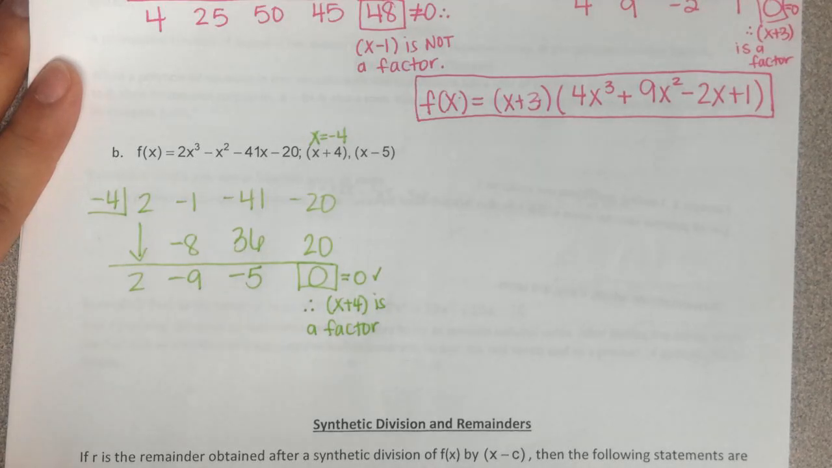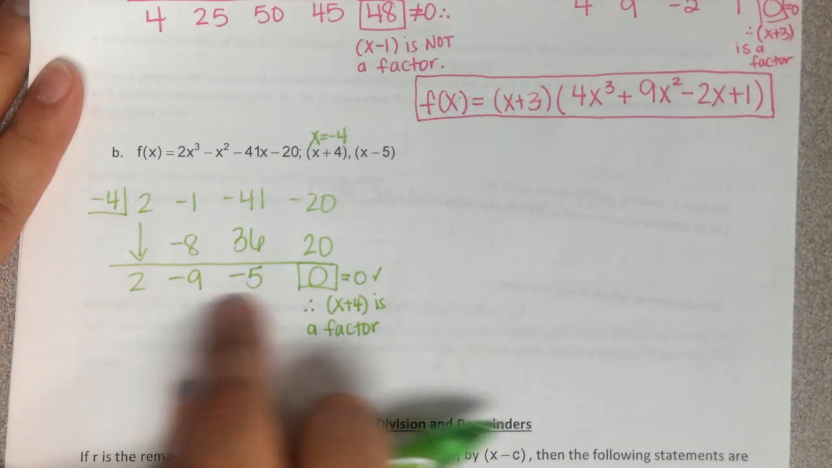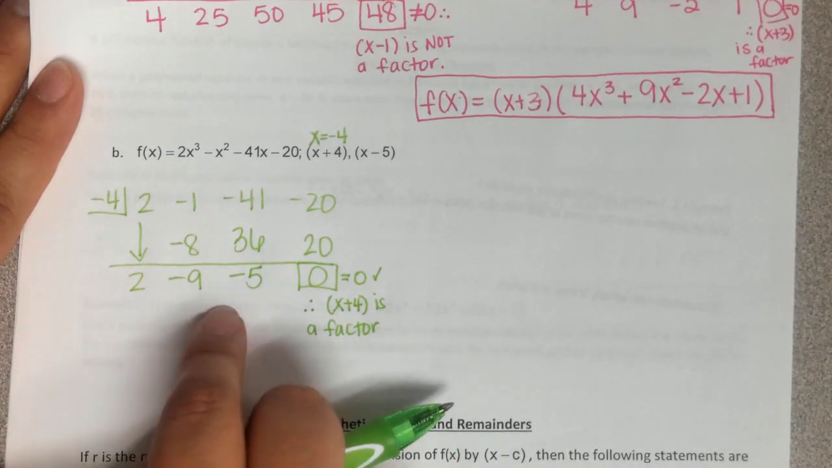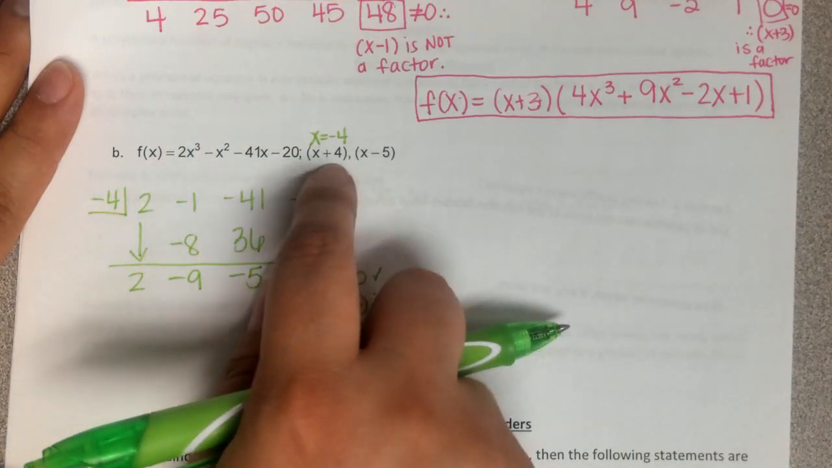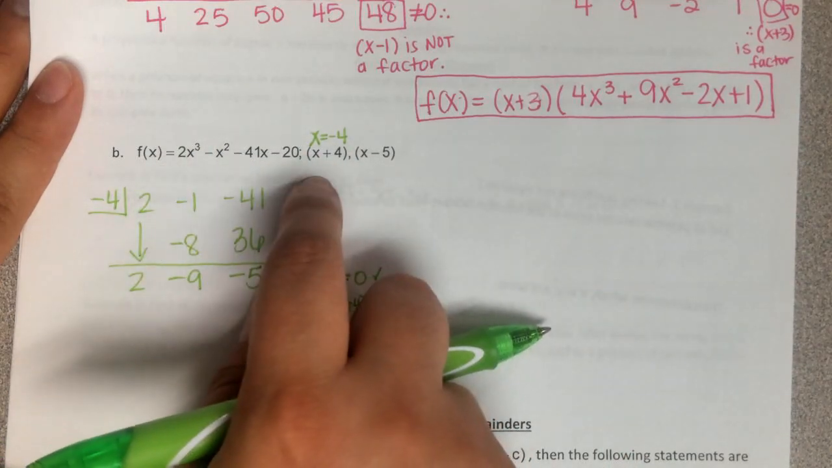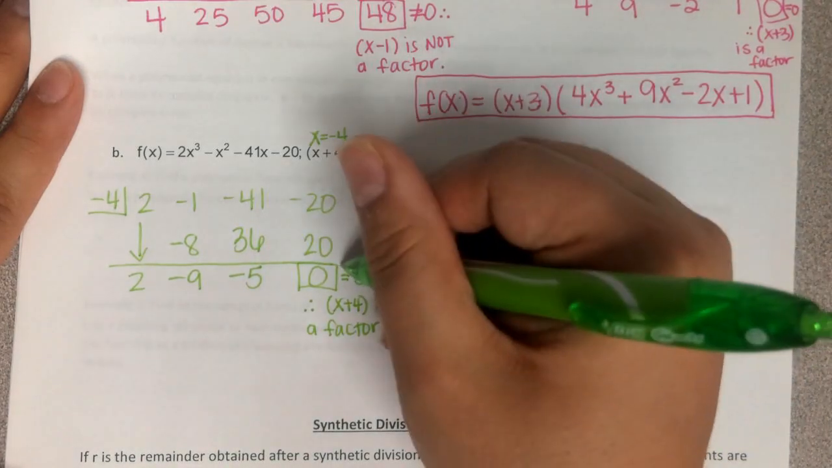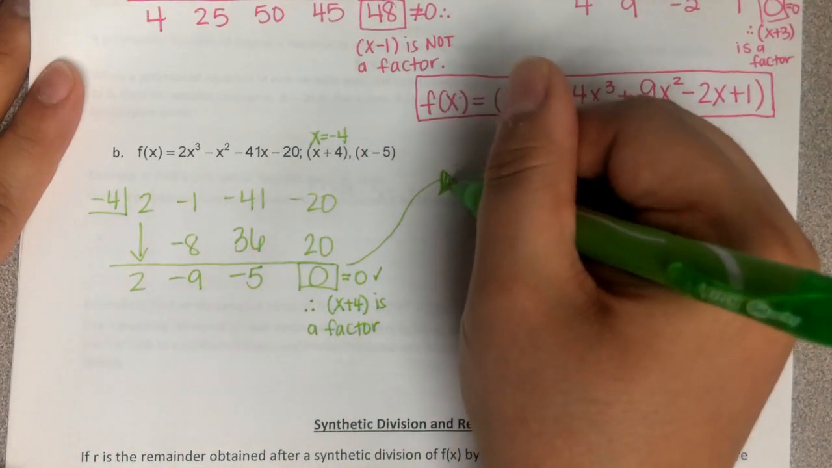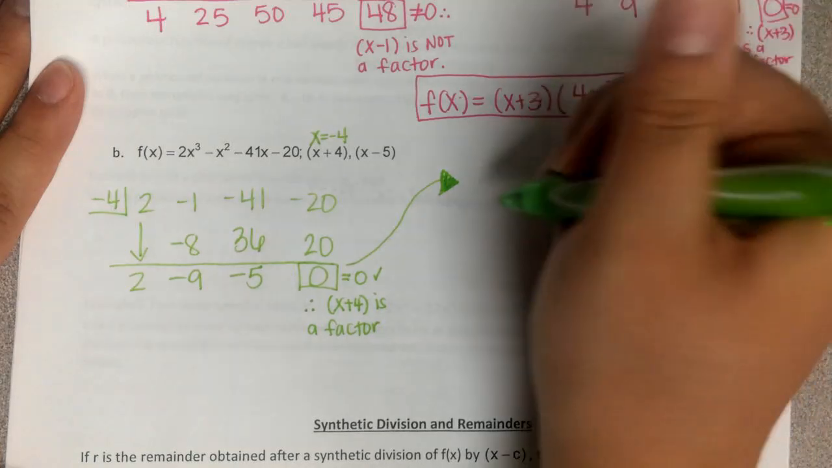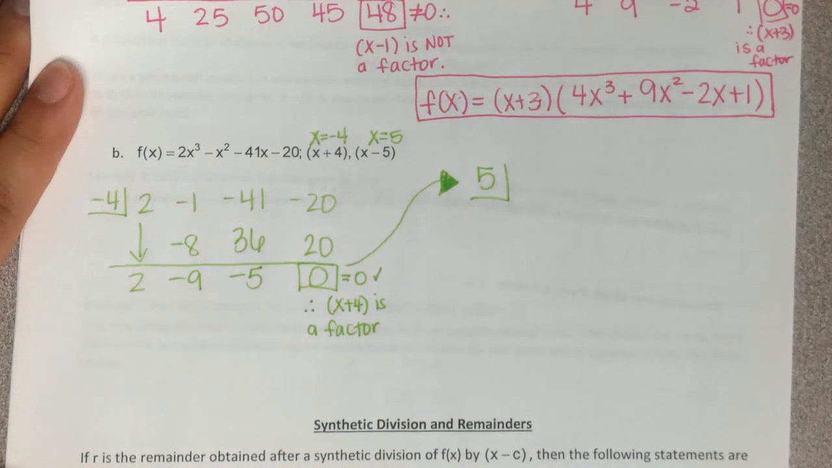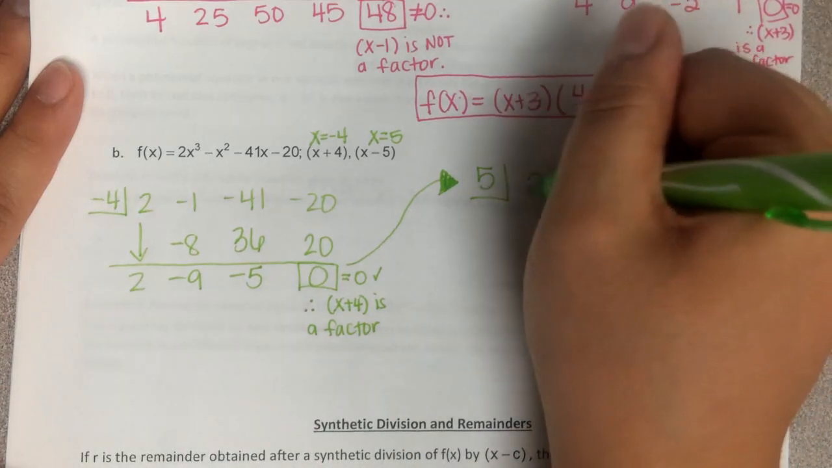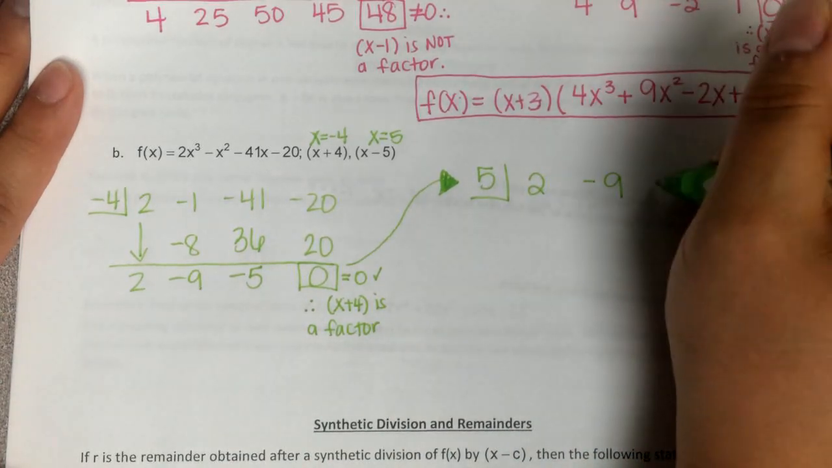Now pause. If you get a factor right off the bat, you can now use your new depressed polynomial to check the next one. You do not need to use this one. Could you use this one? Sure, but I'm going to show you what happens when I use my new depressed polynomial for the next one. So it's shorter too because you're using less numbers, right?